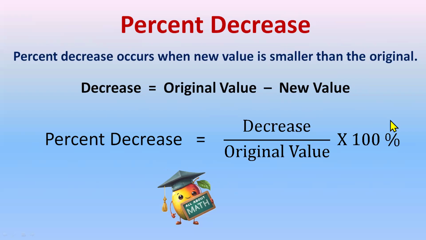So it's very easy, very similar to percent increase. In that case, in the numerator, we write increase upon original value multiply 100%. But for percent decrease, we write decrease by original value multiply 100%. And what is decrease? We have to find the difference between the original and the new value.